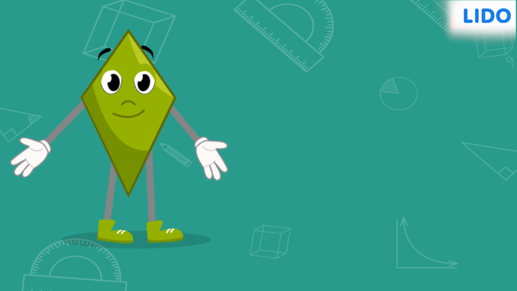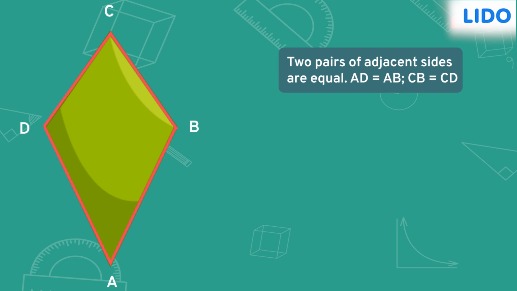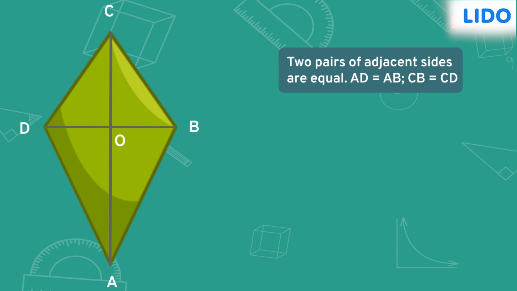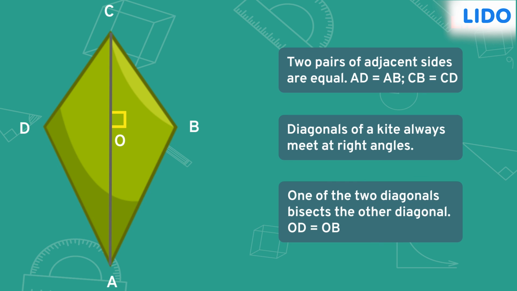The last member of the quadrilateral family is the kite. You have heard of a kite and seen one too, haven't you? Well, a kite is a four-sided figure which has adjacent sides equal in length. The diagonals of a kite always meet at right angles. The longer diagonal in a kite bisects the smaller one.